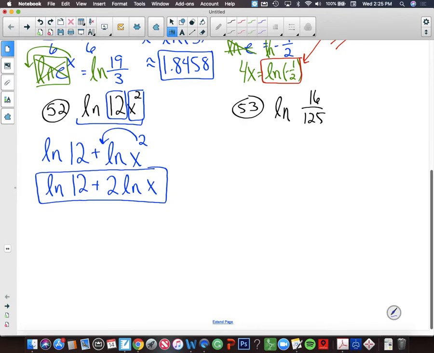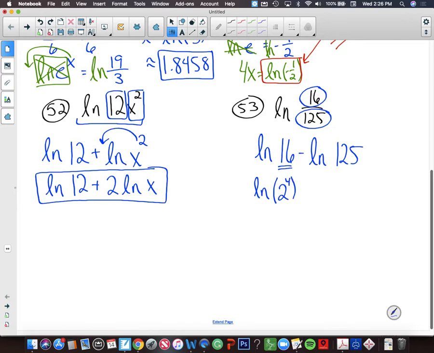So we have a 16 and a 125. Okay, so the first step will be splitting that up with subtraction. So natural log of 16 minus natural log of 125. Now, if you looked at the textbook answer, that was not it, right? Because they have 4 natural log 2 minus 3 natural log 5. So this is how they get it. They rewrite the 16 and 125 as powers of a number. So the simplest base for 16 would be a 2. So I can rewrite that as 2 to the 4th power. And then I can rewrite the 125 as 5 cubed.